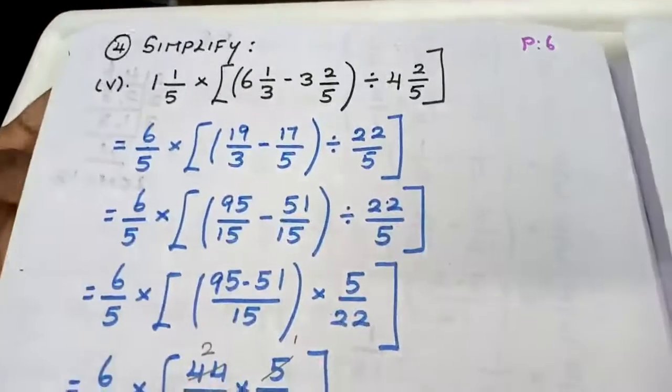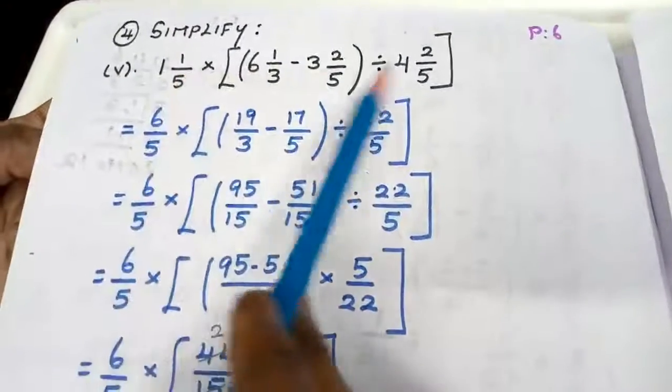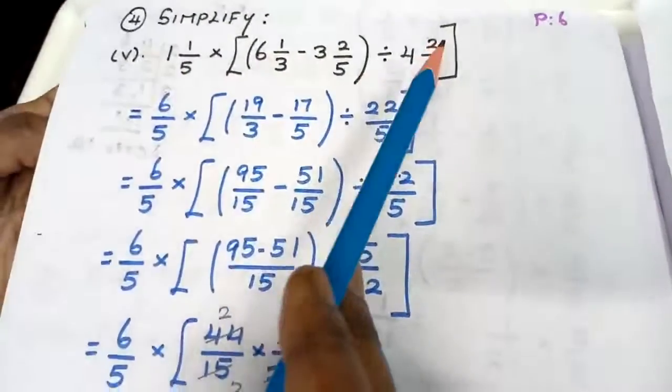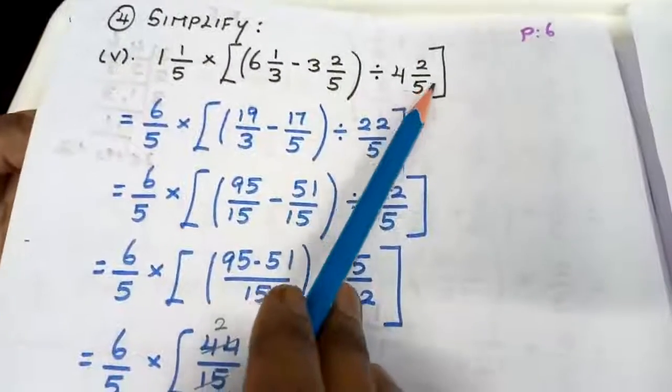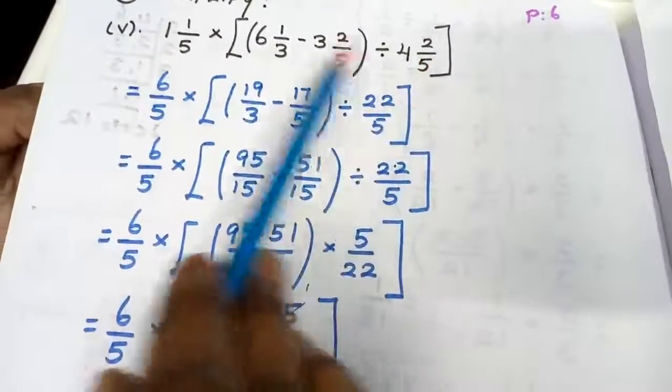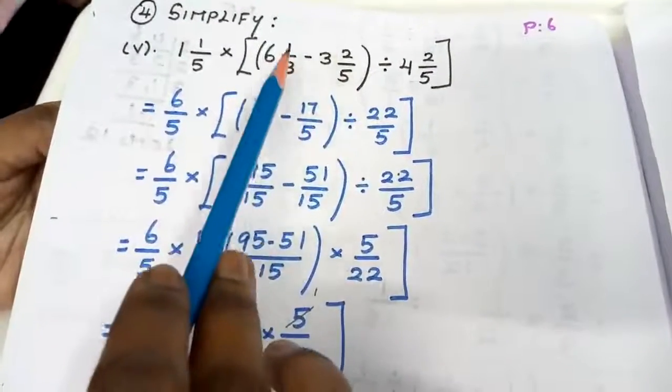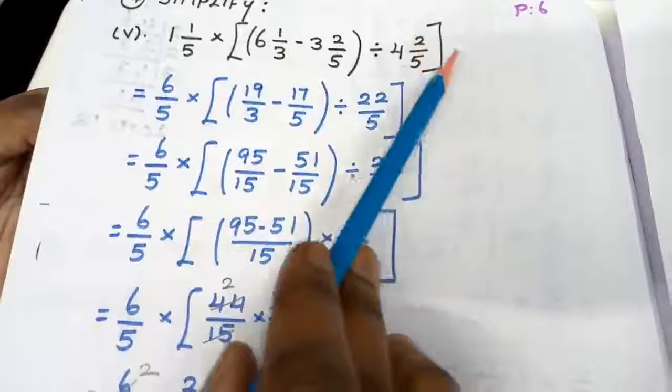Question number 4. Simplify. They have given you this question, students. But if you observe in this place, we are going to apply the BODMAS rule. But if you observe, you are having two types of bracket in this place. One is the bracket which is inside, open bracket and square bracket.